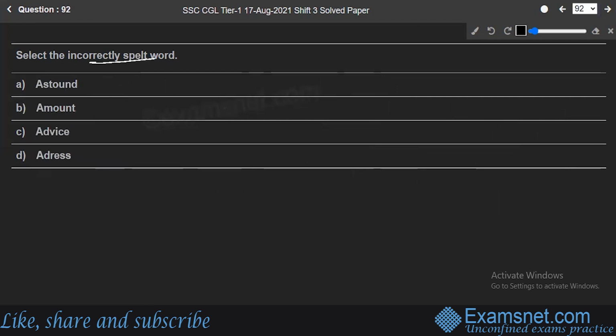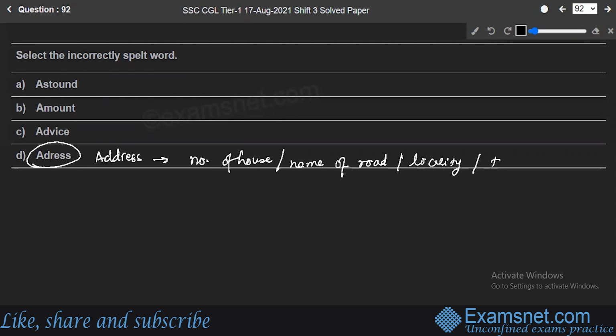92. Again, you have to find out the incorrectly spelled word, and the options are astound, amount, advice, or address. Which is the incorrectly spelled word? Well, looking at all of them, yes, address is the incorrectly spelled word. It should have been ADDRESS. Address means the exact location, which includes the number of the house, name of road, locality, town, city. So if anybody wants to reach your house, he needs to have the address of the house. So this one is the incorrectly spelled word.